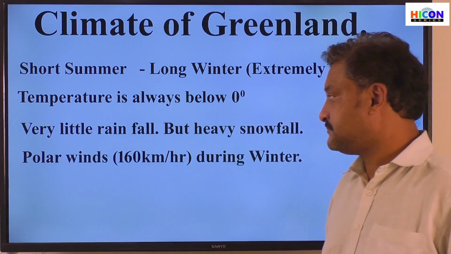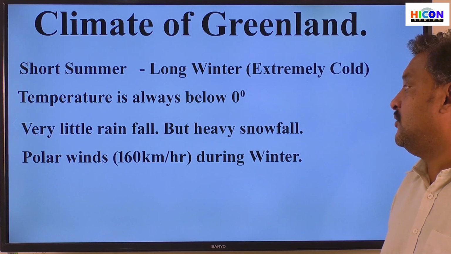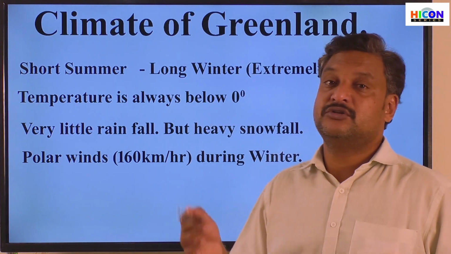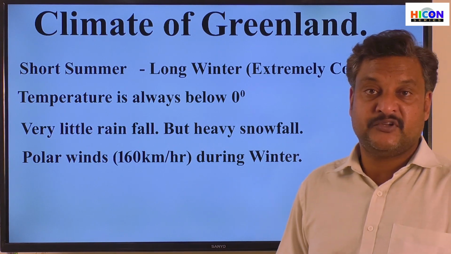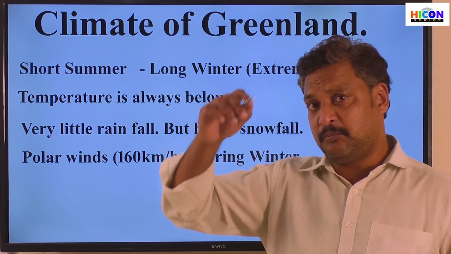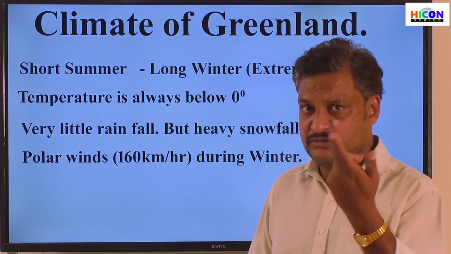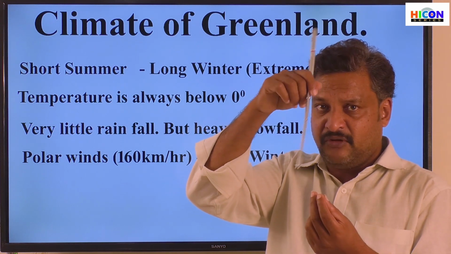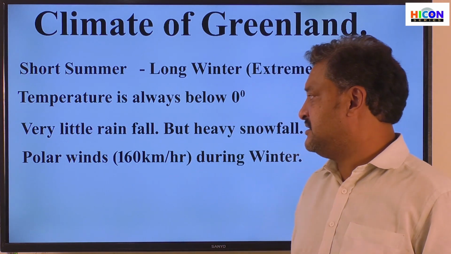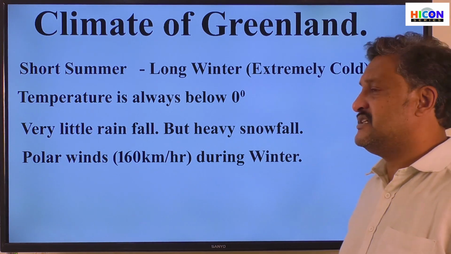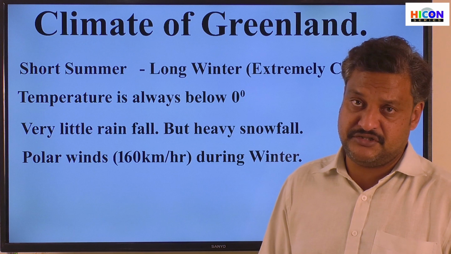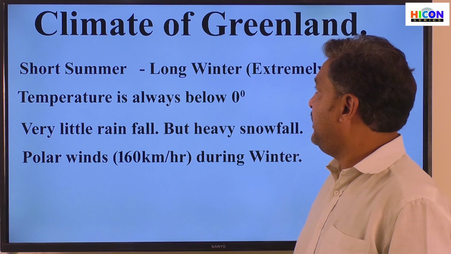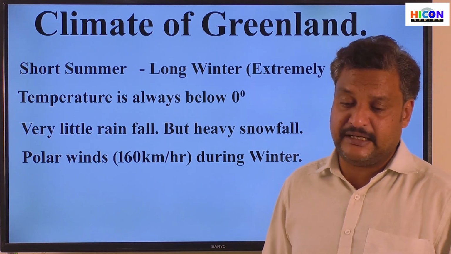Right? Then, polar winds of around 160 kilometers per hour blow from the North Pole to this region throughout the winter. Okay, so very strong winds from the pole, where the earth is rotating, no? So as it rotates, this is a pole region, and the winds form very fast over there, and these winds blow at a speed of around 160 kilometers per hour from the polar region. Okay, and these are some of the major features of the climatic conditions of Greenland.